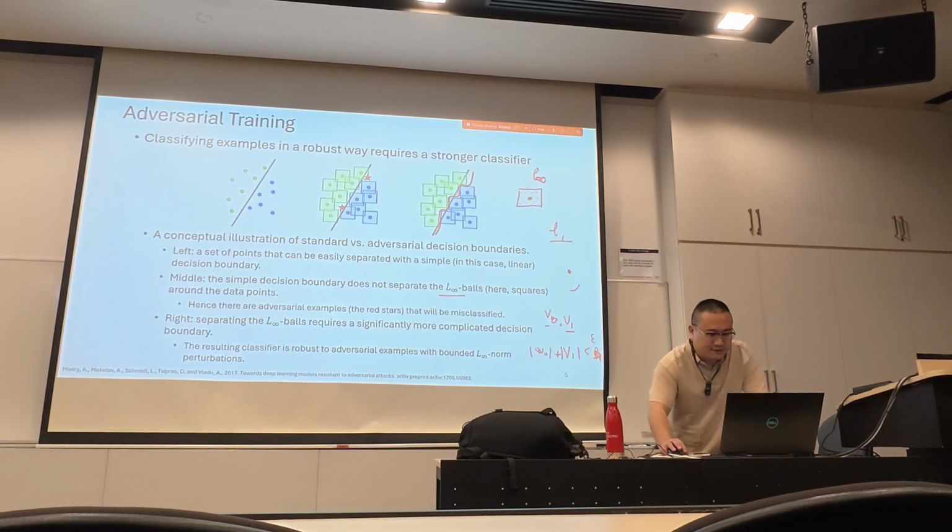So in this way, it will look like a diamond. It's not a square, it will look like a diamond. So that's for the L1 norm.